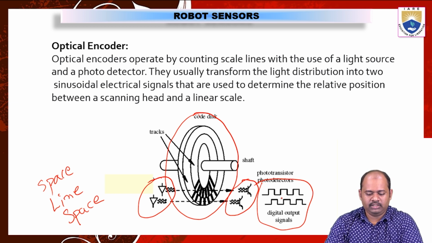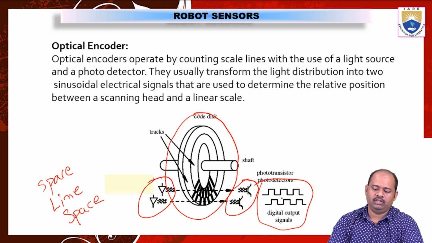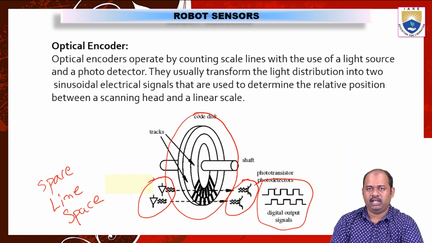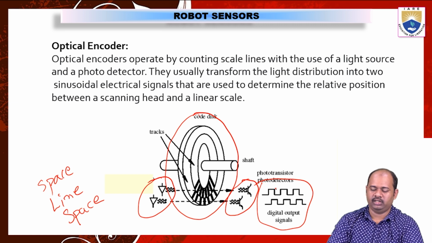So we'll see what is the basic definition. Optical encoders operate by counting scale lines with the use of a light source and a photodetector. They usually transform the light distribution into two sinusoidal electrical signals that are used to determine the relative position between a scanning head and a linear scale. So every time we can see there are two sinusoidal signals generated by the photodetective sensors. So they are sent into a modifier and then they are calculated how much angle the optical encoder has rotated.